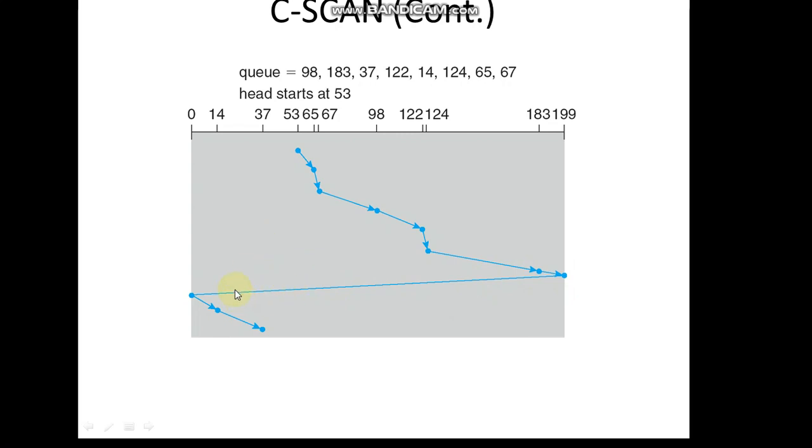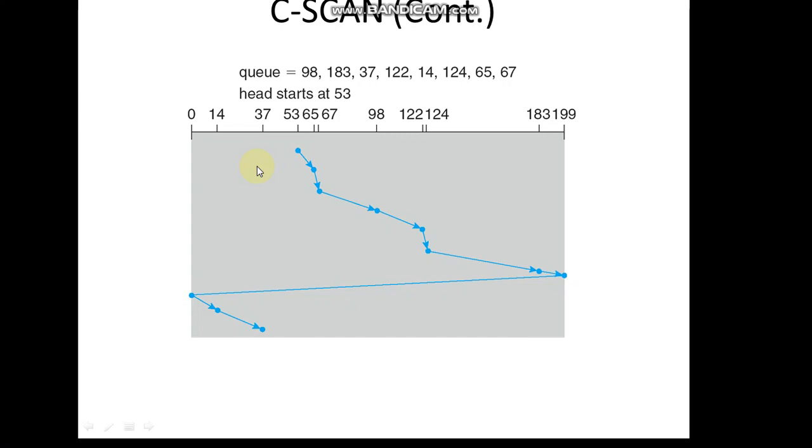If they were serviced, then it would become a normal SCAN. So what it will do is, once it reaches the other end, it will again go back to the beginning, and then from the beginning it will start servicing the requests. This is the way it works. So this is how it is circular in nature. That is the major difference between SCAN and circular SCAN.